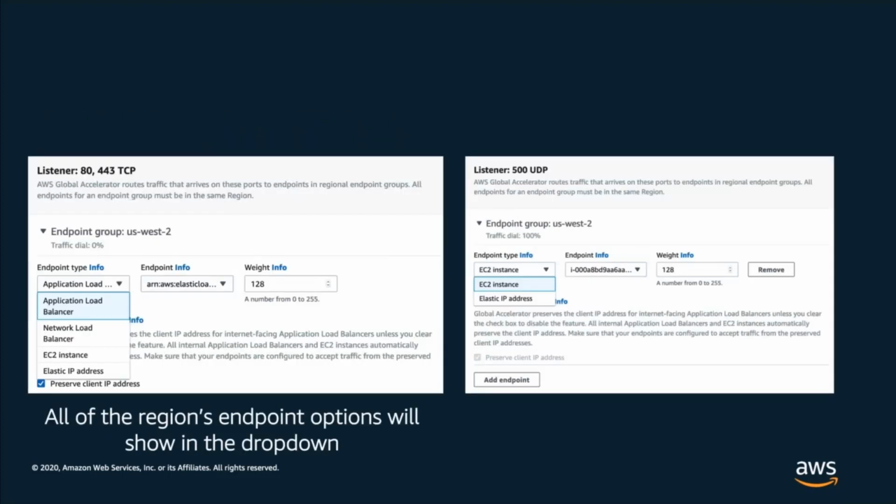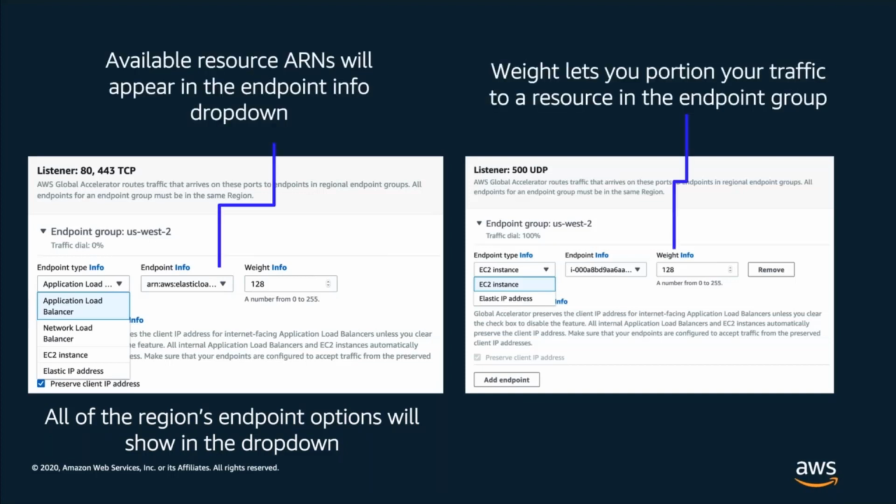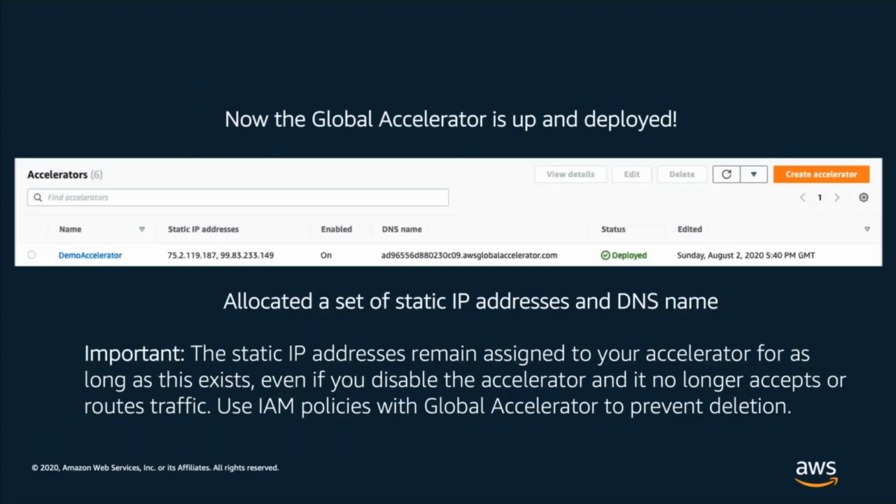In terms of endpoints, you will see all the endpoints for a certain type in the region. You select them, and then you create your accelerator. You have weights. These are actual weights that sum to 100% in the end. Once you provision your accelerator, you get the 2 static IPs. You get the DNS name that points to those, so you can use either or.